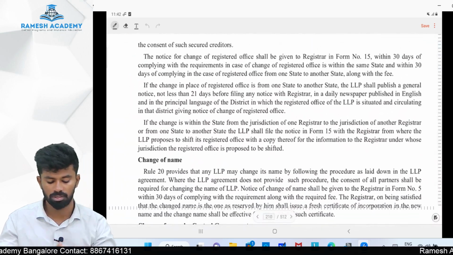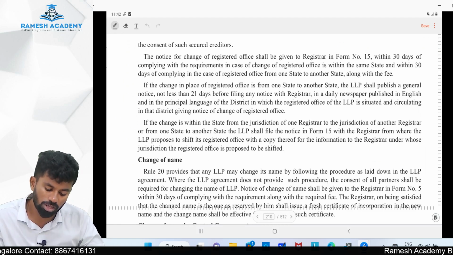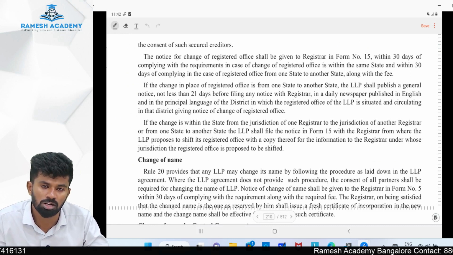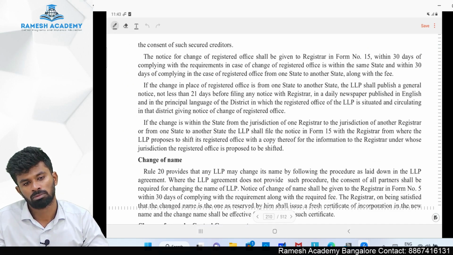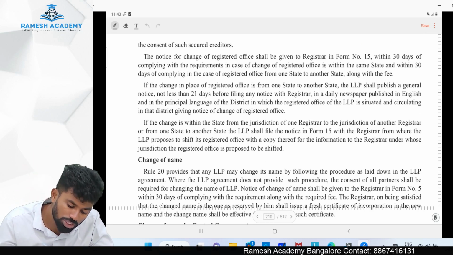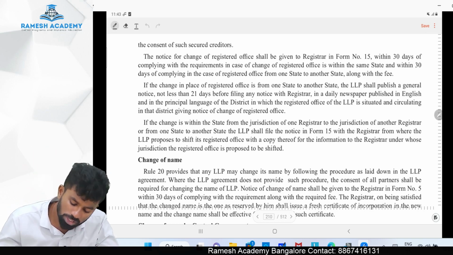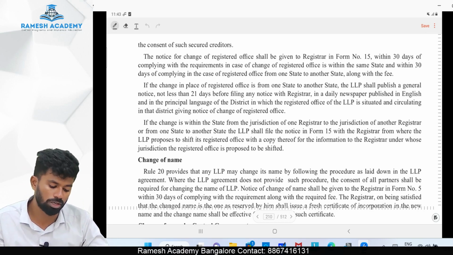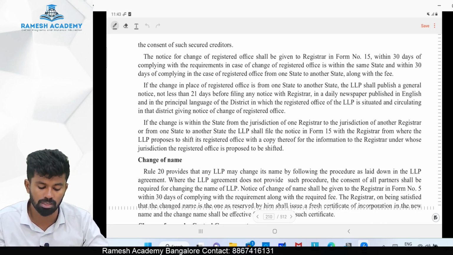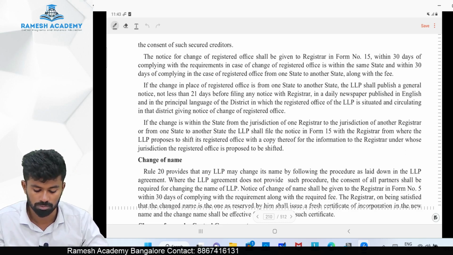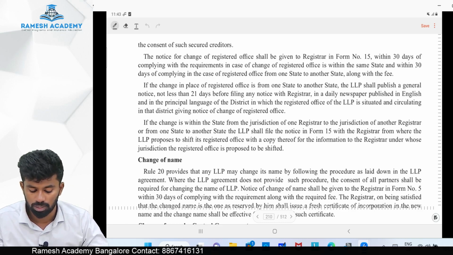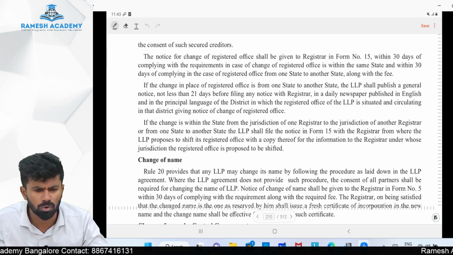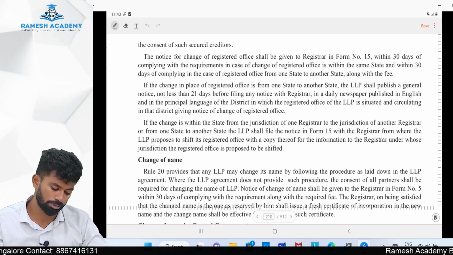Such secured creditor. The notice for change of registered office shall be given to the registrar in Form 15 within how many days? 30 days. If the change in the registered office is from one state to another state, the LLP shall publish a general notice not less than 21 days before filing any notice with the registrar in a daily newspaper in English and in the principal language of the district, that is one in a vernacular language, one in an English newspaper.